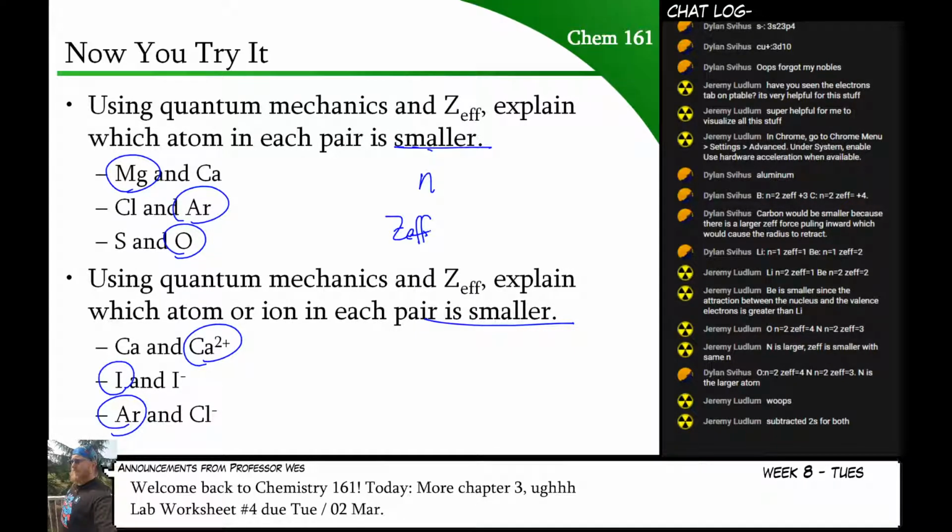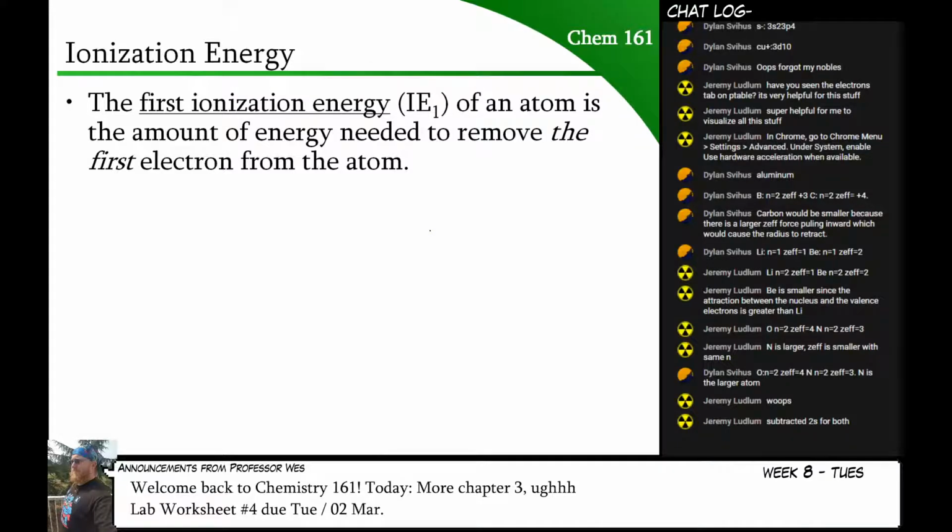All right. Let's talk about ionization energy because I can do that in about, I only have 15 minutes. Well, we'll see. All right. What is ionization energy? Let's draw a diagram.